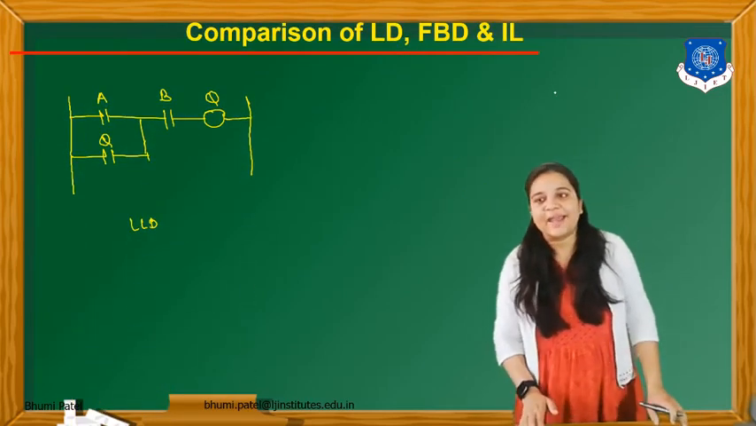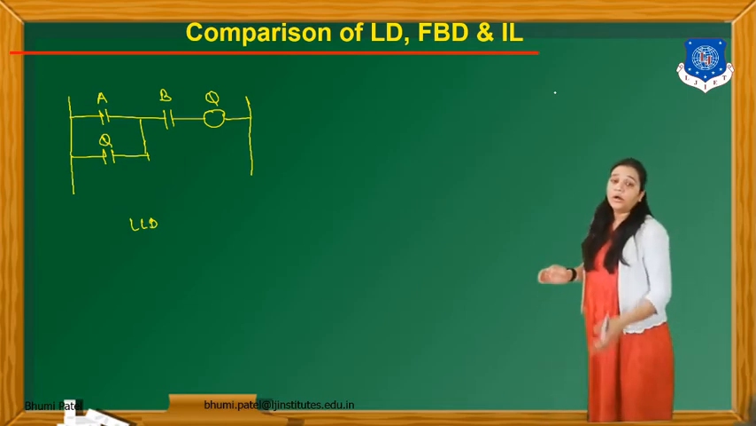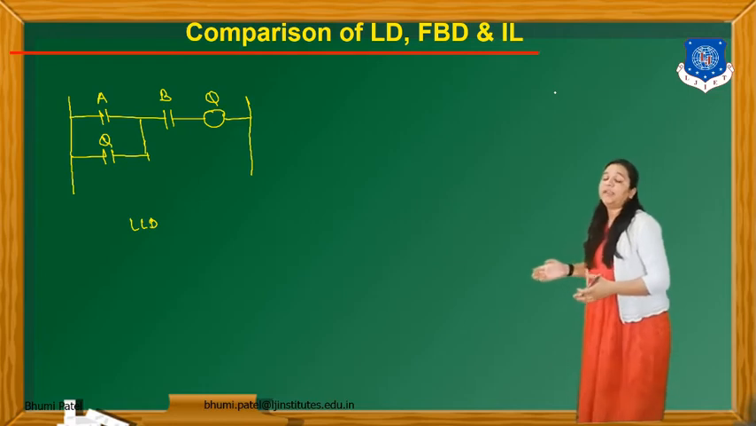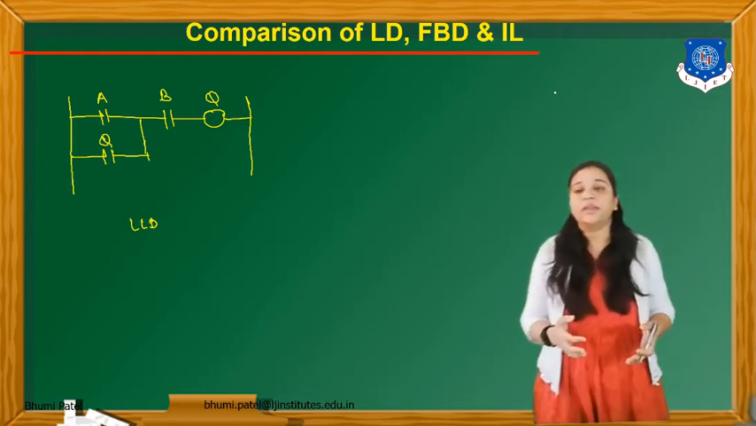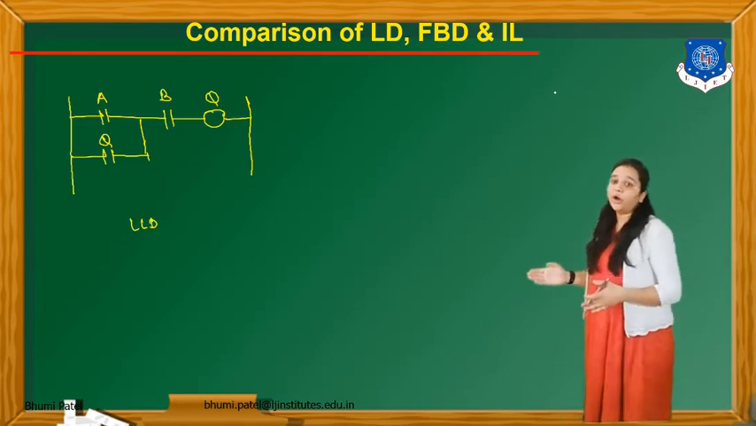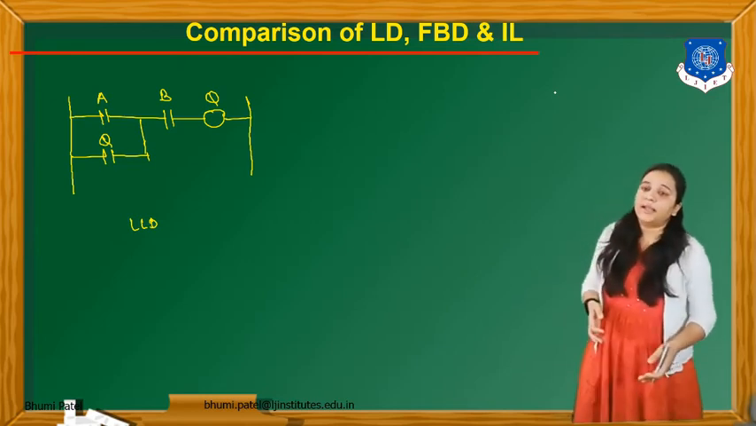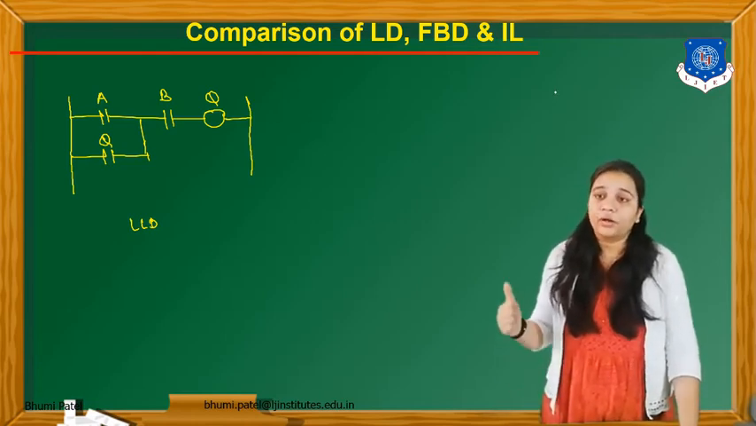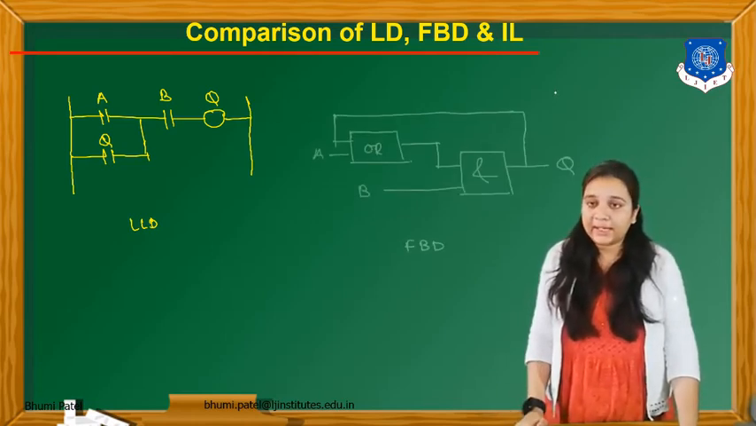Another program is like that. We have to OR with A and the output Q, and then AND with B, and we can get the output Q. If input A is on, B is on, at that time Q goes on. So this is the diagram of the ladder logic diagram.